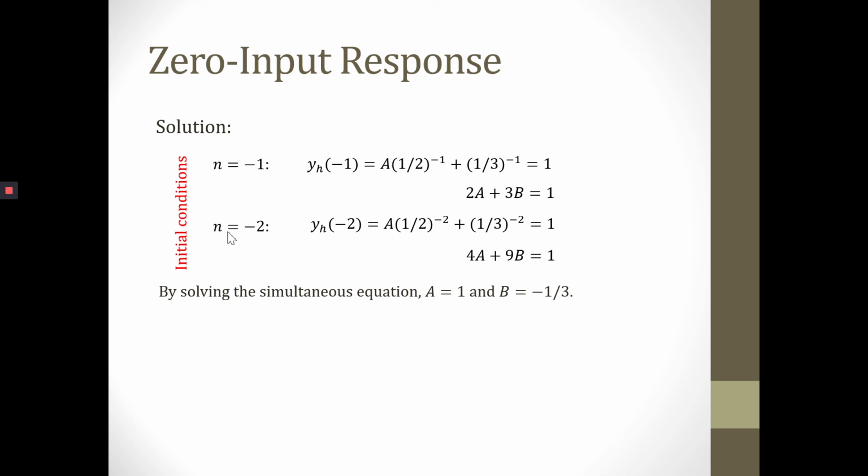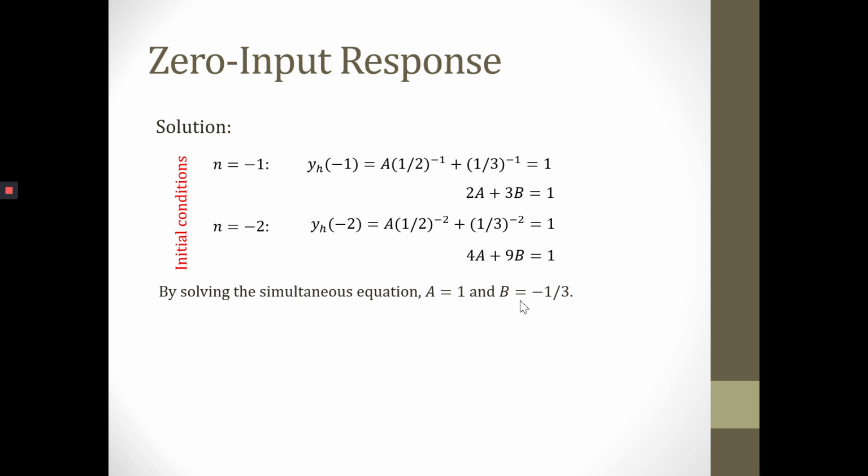Based on this, for n = -2, we plug into the equation and use the initial condition y[-2] equal to 1, so we have this second equation. Using these two equations, we can solve through simultaneous equations to determine a equal to 1 and b equal to -1/3.